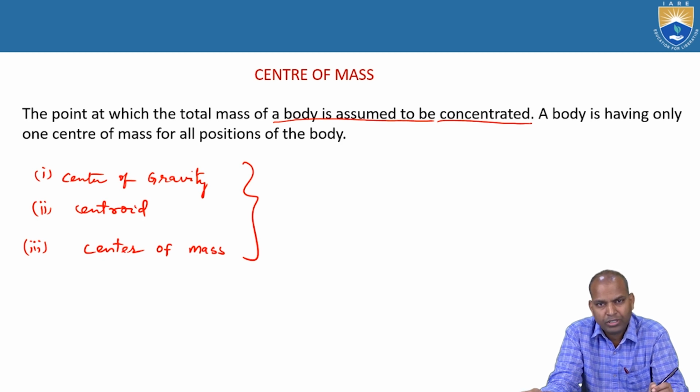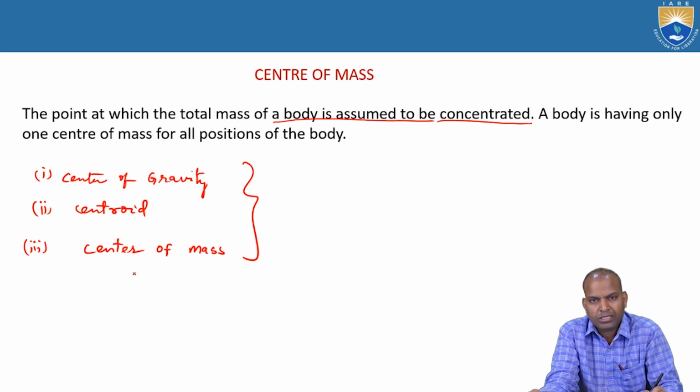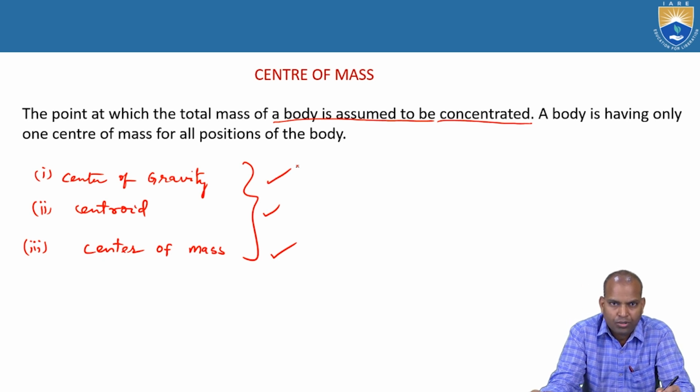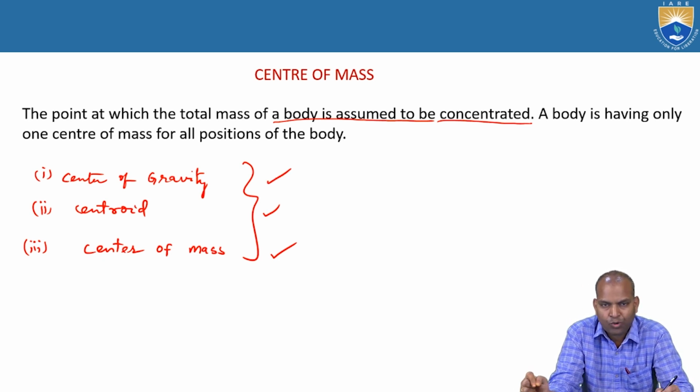Centroid: the point at which the whole area of the section is concentrated is known as centroid. Center of mass: the point at which the total mass of the body is concentrated is known as center of mass. So the similarity is that it is only one point, but the application of these terms differs. The centroid is applied to plane sections. Center of gravity and center of mass are both applied to bodies having certain mass and certain weight.